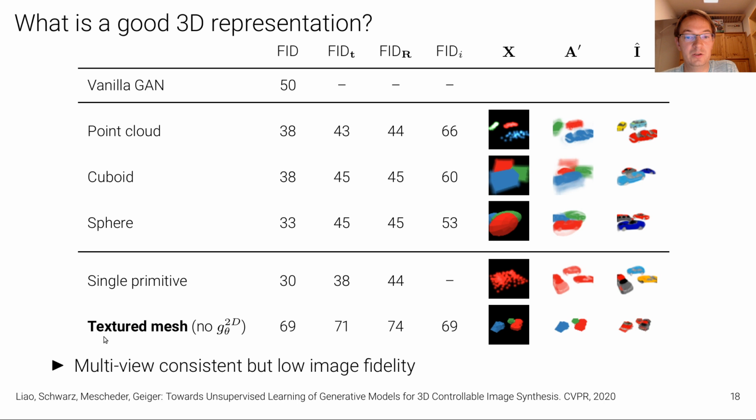And finally, we also experimented with a standard differentiable rendering mesh-based representation where we don't have any 2D convolutions, but just use a textured mesh. So our 3D generator predicts the vertices and faces and the texture map of a mesh. And then we render that mesh to the image using differentiable rendering. However, of course, inferring a mesh using a deep neural network is not easy, which is also reflected by these numbers here, which indicate lower image fidelity, as you also can see here by the rendering on the right.